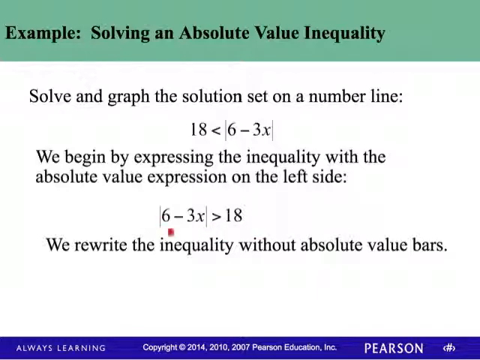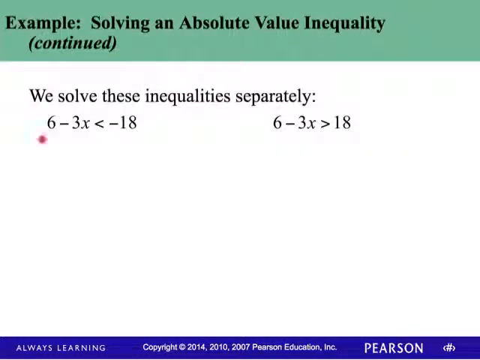Now, since we're saying the absolute value of 6 minus 3x is bigger than 18, when we try to rewrite that, we need 6 minus 3x to be more than 18 units away from 0. So what that would look like is 6 minus 3x is either smaller than -18, or 6 minus 3x is larger than 18. So we need to solve these two inequalities separately. So let's do the one on the left first.